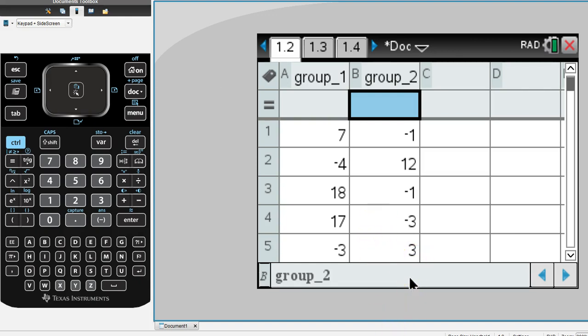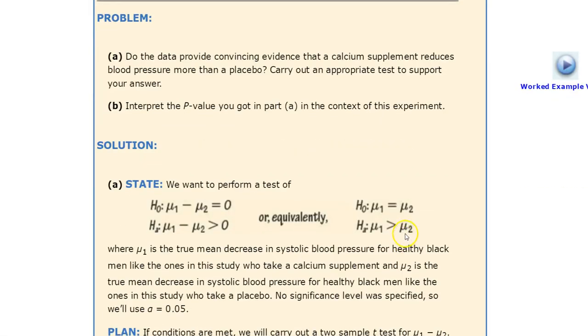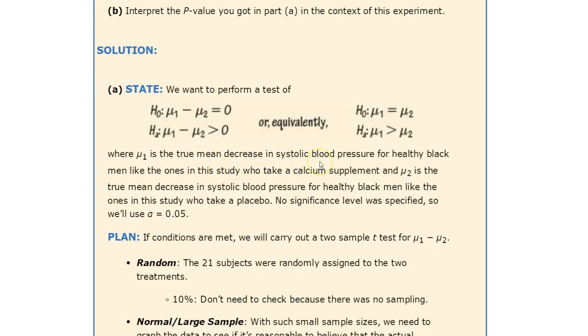You will notice if you go back to the problem that mu1 is defined as the group that takes calcium, and mu2 is the mean decrease in systolic blood pressure for the placebo group. So mu1 does correspond with group 1 and mu2 with group 2. So I know which way to subtract when I'm on my calculator.